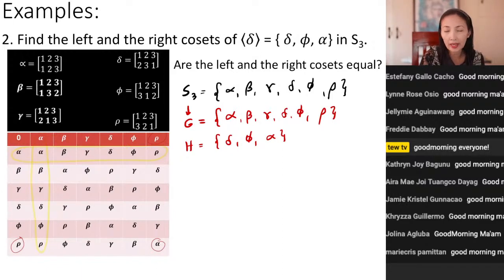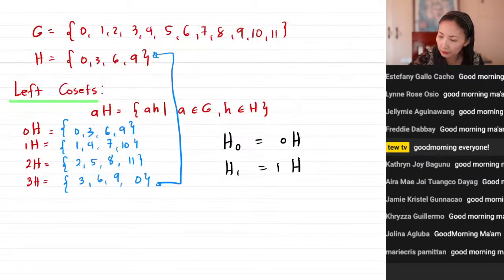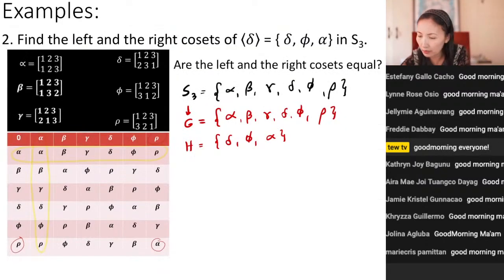What are we to find? The left and the right cosets and compare. Compare the left and the right cosets. Anyway, we only have 6 elements. So let's show our solution here. Kopyahin muna natin si table para meron tayong guide.